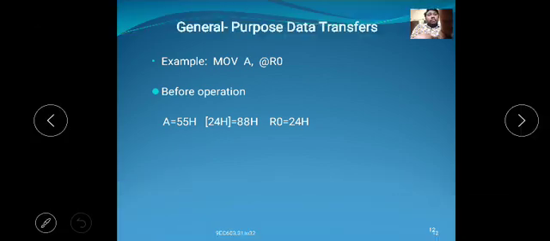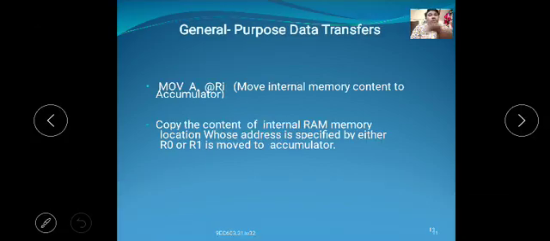Here, MOV A, @Ri moves the internal memory content to the accumulator. The content of the internal RAM memory location whose address is specified by either R0 or R1 is moved to the accumulator.